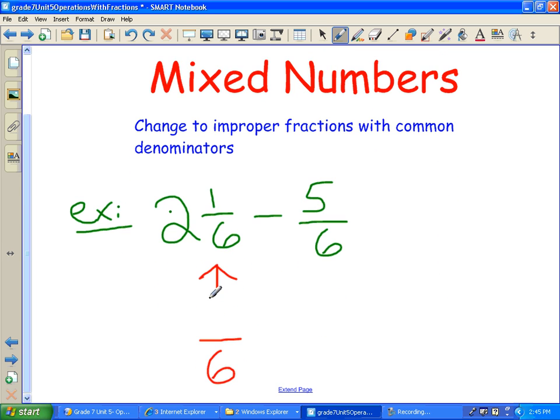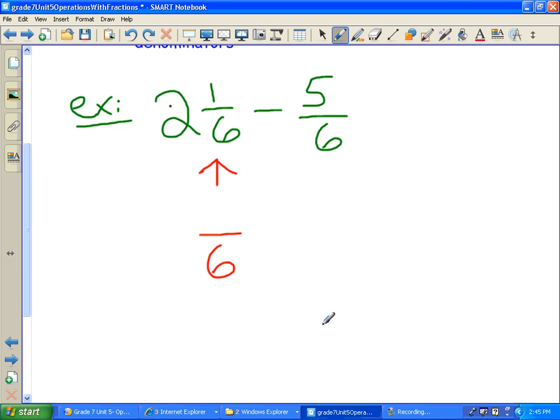For subtraction, you must change it to an improper fraction. The reason being, not all of them will work out so nice and even for you. So if I take this one here, 2 1/6, I'll change it to an improper fraction. 2 times 6 is 12, plus 1 more is going to give me 13 over 6. Then I'm going to take away 5 over 6. And look at that, the bottoms are the same, lucky me.